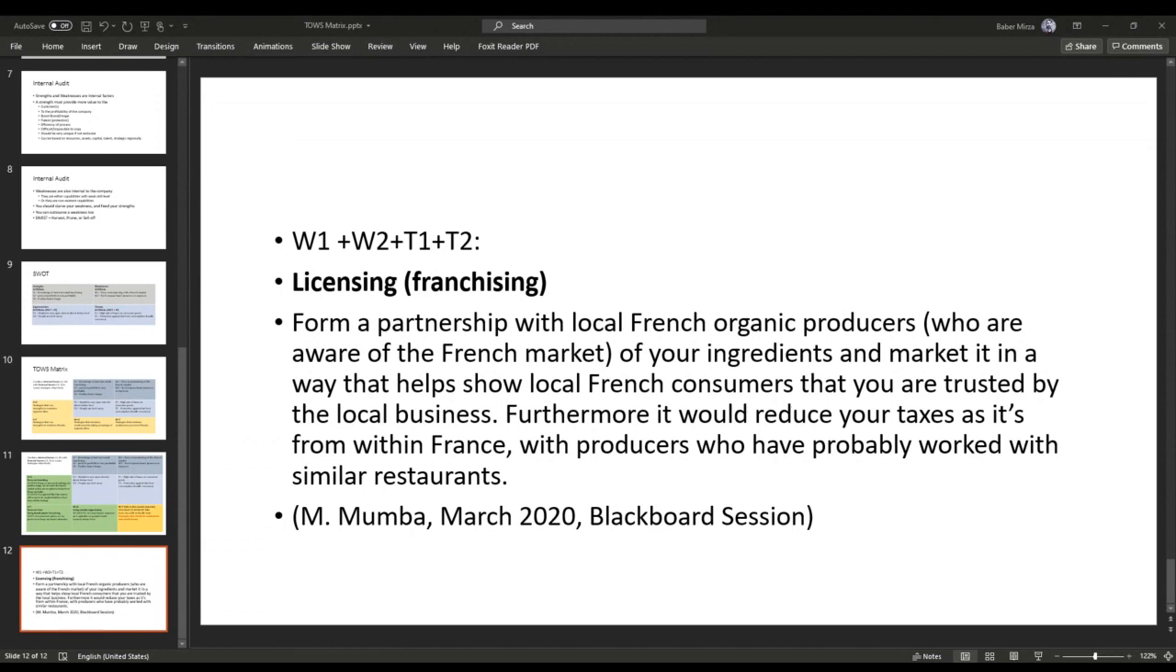So let's give this strategy a name. What would you call it? I would call it maybe licensing, right? License through franchising. Simple enough. Licensing franchising. We have a strategy. Good enough for all of you? It's not that difficult to understand. So she reduced the weaknesses right over here.